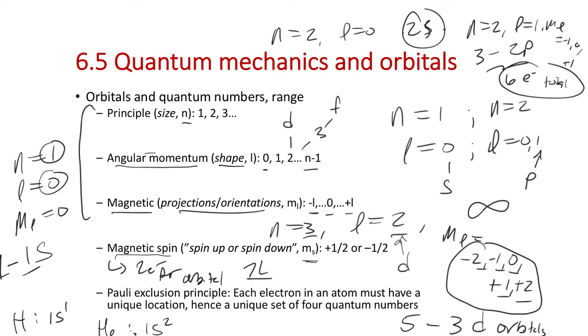So you can get a sense of some vocabulary. I've talked about a shell, which is talking about the n value. A subshell is an n and l value. It's like the 3d or a 4p or a 2s. Those are subshells. And then an orbital within the subshell, the range of those orbitals, is told to us by the range of m sub l values. So again, like the 3d orbitals, the d being L of 2, the range being 5 of those orbitals.